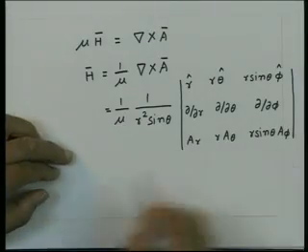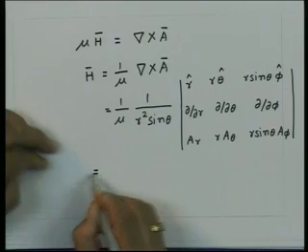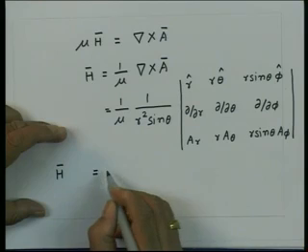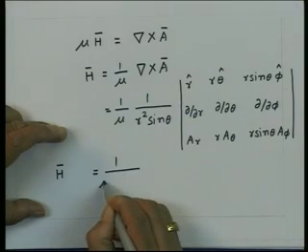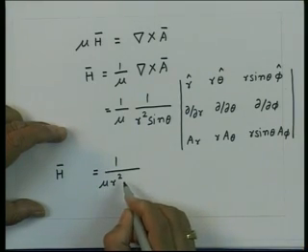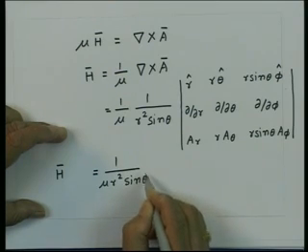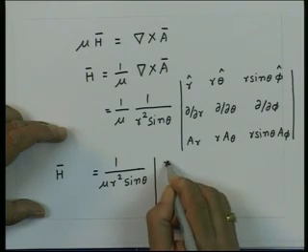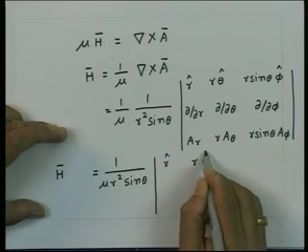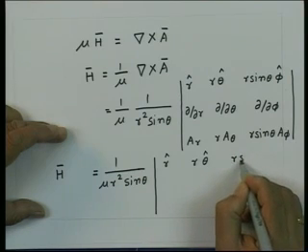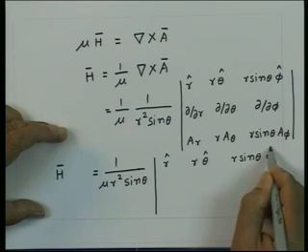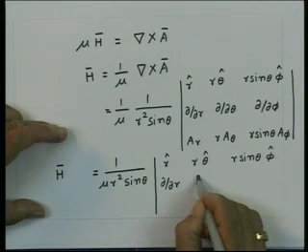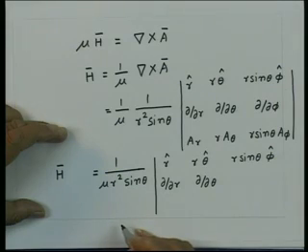So, substituting now into this, we get the magnetic field H equal to 1 upon mu r squared sin theta times the determinant with unit vector r, r times unit vector theta, r sin theta times unit vector phi; d by dr, d by d theta, d by d phi is 0.